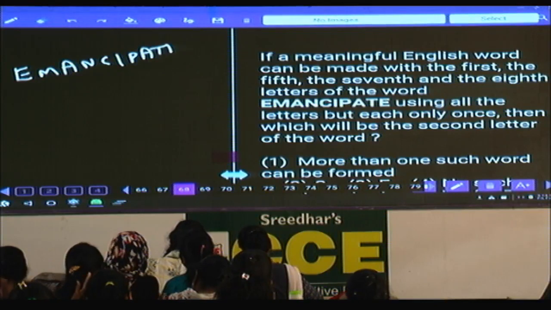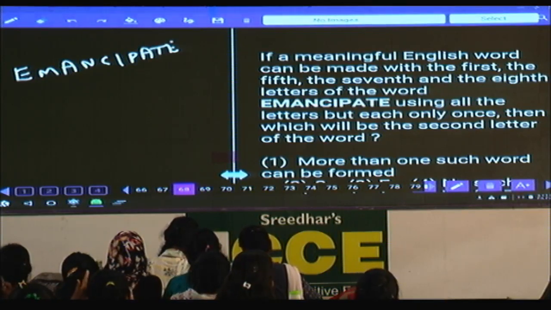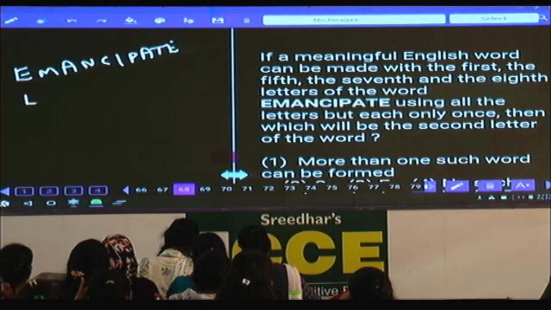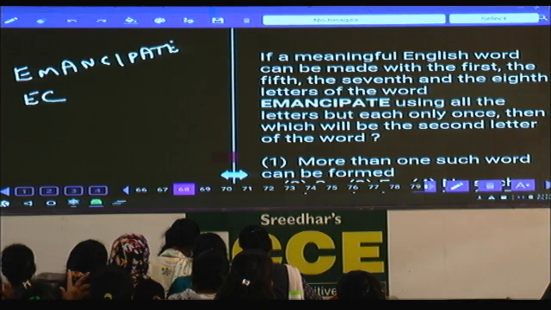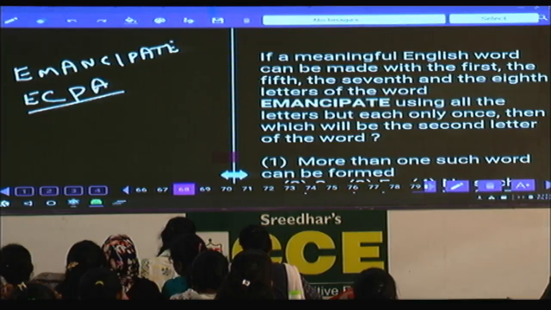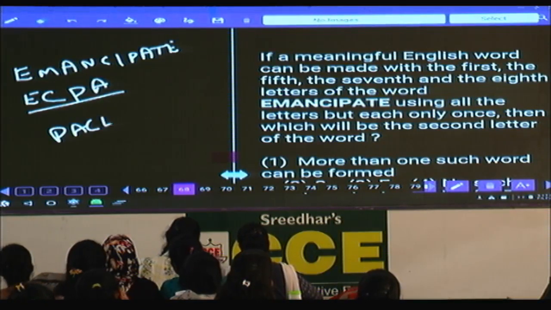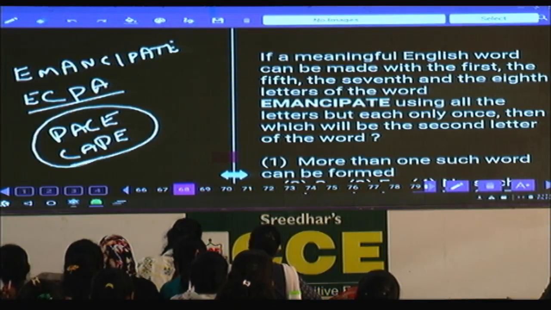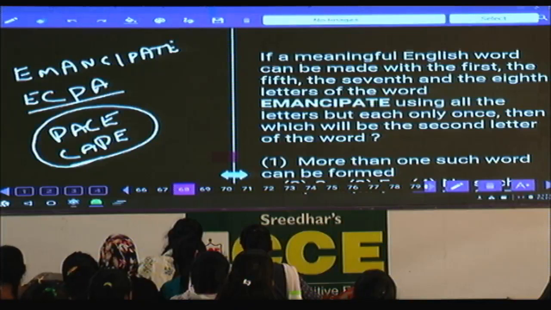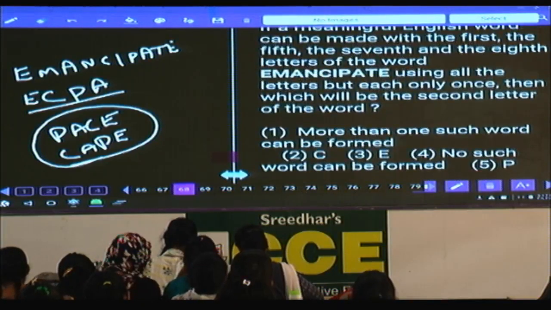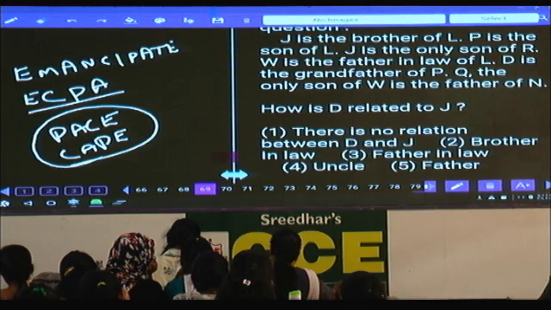E-M-A-N-C-I-P-A-T-E. Now in this word emancipate, what are the letters that are to be taken? 1, 5, 7 and 8. What are the letters we have to take? E-C-P-A. P-A-C-E is pace, and C-A-P-E is cape. So how many words can be formed? 2 words can be formed. Now 2 words can be formed, and which choice is given? Choice 1.